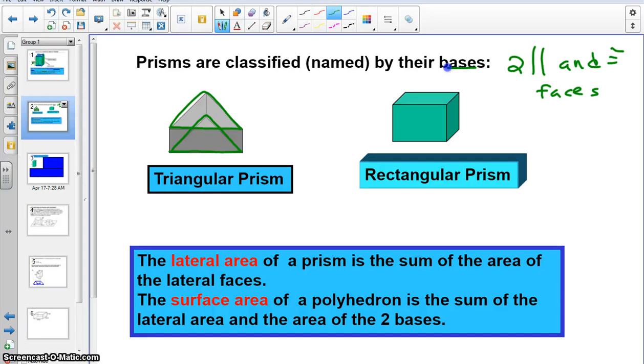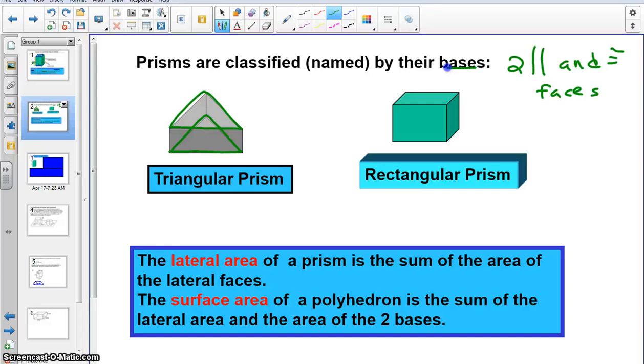The lateral area of a prism is the sum of the area of the lateral faces. So in other words, we're talking about the sides. We're talking about finding the area of all the sides there. If we're talking about a rectangular prism, you could actually find the area of each of the four sides, the lateral faces, and add those up. We'll actually come up with a formula for that as well.